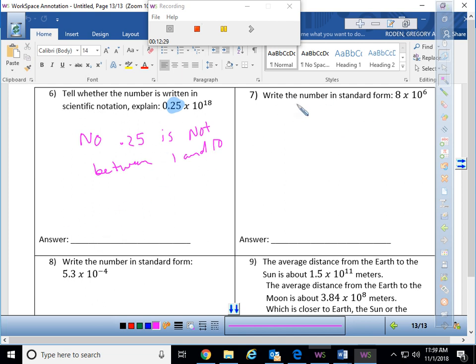Write this number in standard form. Well, that's easy. I just copy down the 8, and I know the decimal is right here, but it's 10 to the 6th, and since it's a positive 6, I'm going to scoop-de-loop 6 to the right. So 1, 2, 3, 4, 5, 6. So it's an 8 with 6 zeros after it. What is that? Ones, thousands, millions. So I believe this would be 8 million.